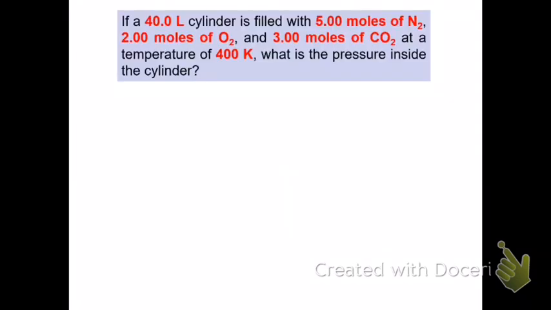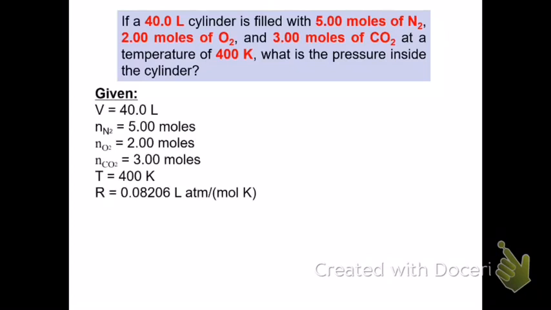All right, so here we have a mixture of gases containing nitrogen gas, oxygen gas, and carbon dioxide, so three different gases. If a 40-liter cylinder is filled with 5 moles of nitrogen gas, 2 moles of oxygen gas, and 3 moles of carbon dioxide gas at a temperature of 400 kelvins, what is the pressure inside the cylinder? In other words, what is the total pressure inside the cylinder?